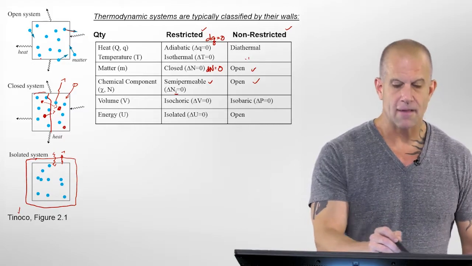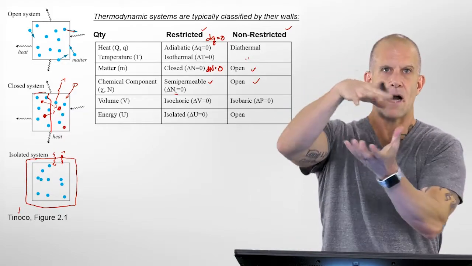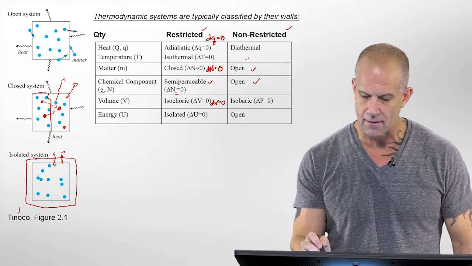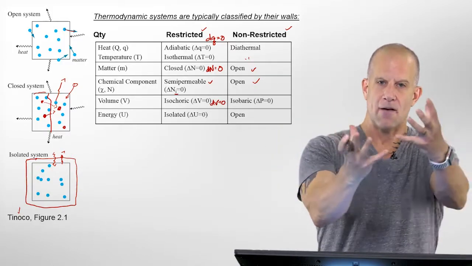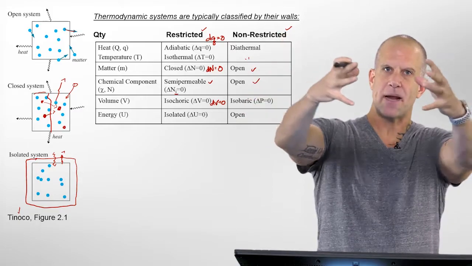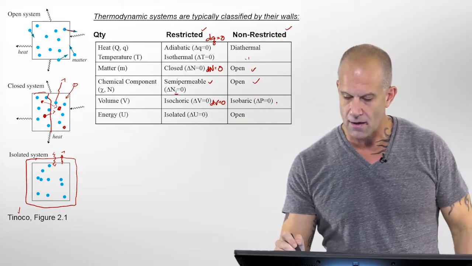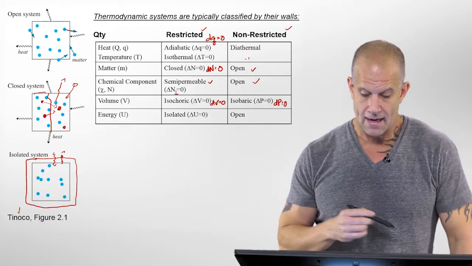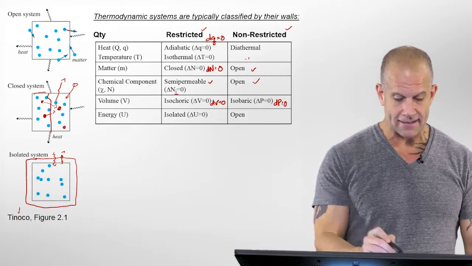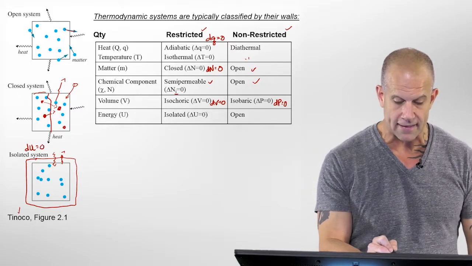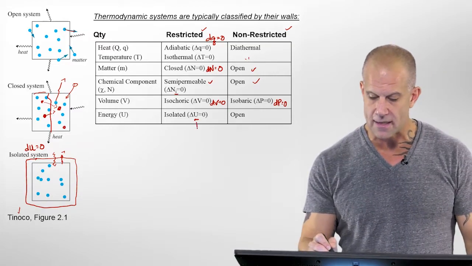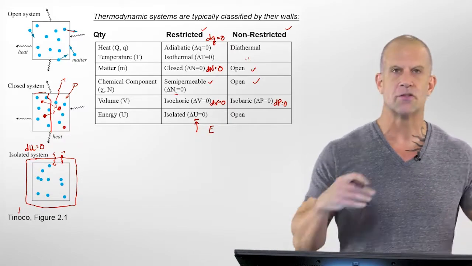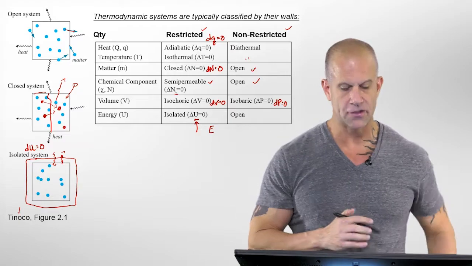If we fix the volume by making it a hard-walled container, we call that isochoric, where the change in volume is equal to zero. If we allow it to be flexible, like a balloon, where it can expand and contract and keep things under constant pressure, with no change in pressure, we call that isobaric. Finally, an isolated system is where you can't change the energy within the system at all, and we use U as the internal energy of the system instead of the general E, which is just a general term for energy.